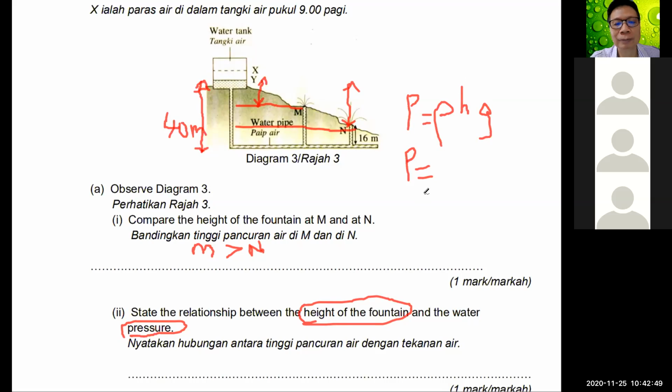The rest, please calculate. Okay, rho, density of water, is 1,000, 10 power 3, h. What is the h then? If you want to find the pressure here, what is the depth of the water? What is the h value?